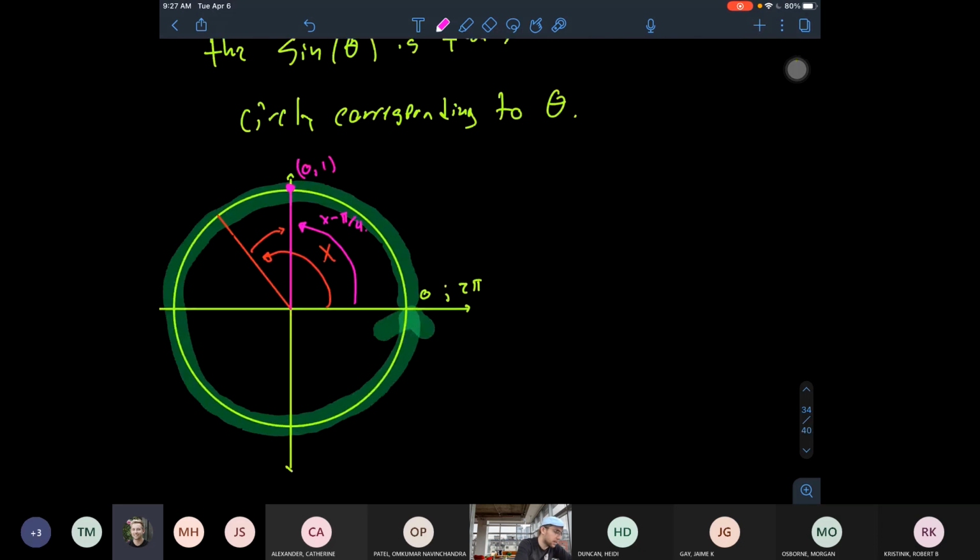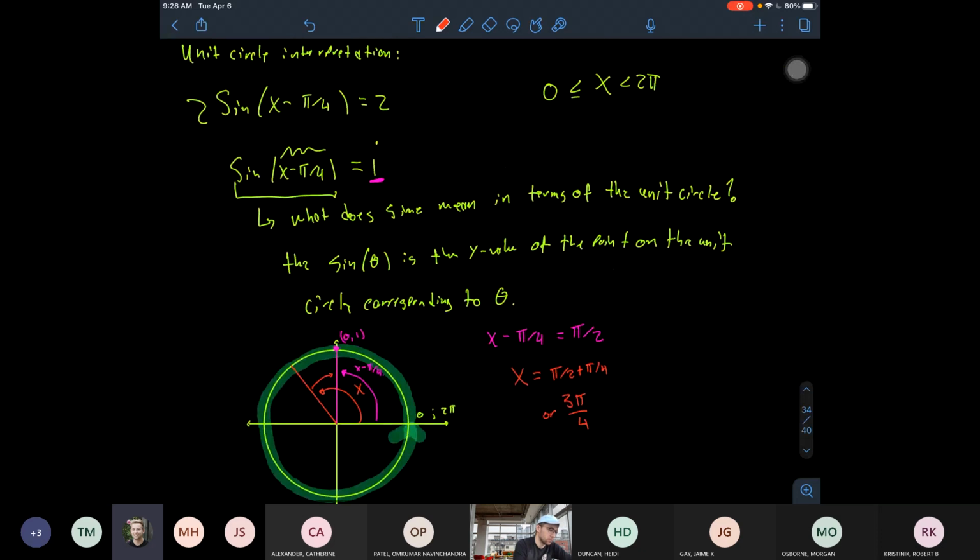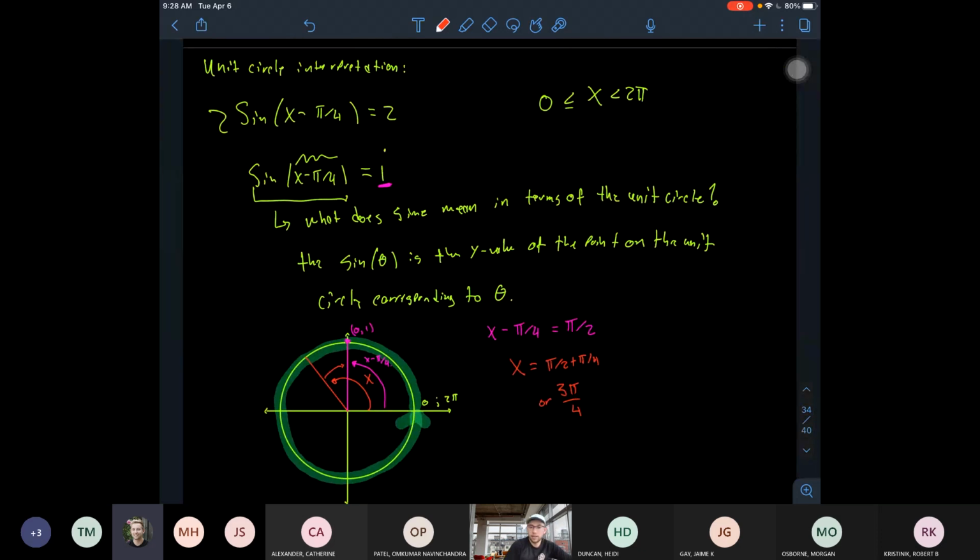So if we look at this, it's not too hard to see that x minus pi over 4 should be equal to pi over 2. And then we're going to find that x itself should be equal to pi over 2 plus pi over 4, or 3 pi over 4. Okay, so that's the final interpretation of this problem. We can look at it through the lens of the unit circle as well.